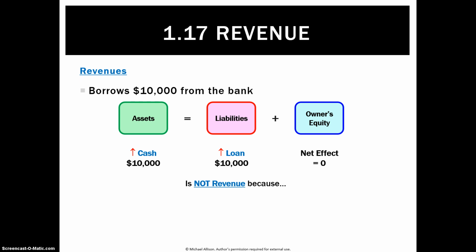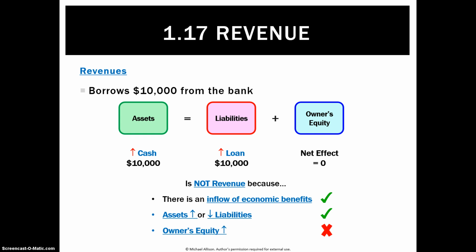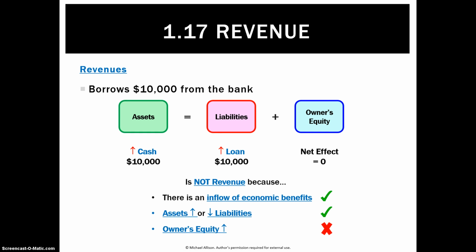Our definition of a revenue was three parts. There had to be an inflow of economic benefits. That's true in this case. I've got money. There needs to be an increase in assets or a decrease in liabilities. There actually is an increase in assets. We only need one of the two. However, it's the third part that's not correct. Owner's equity hasn't gone up. So therefore, borrowing money from a bank is not a revenue.